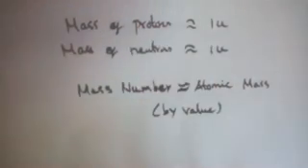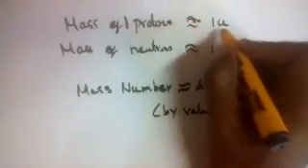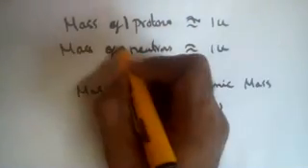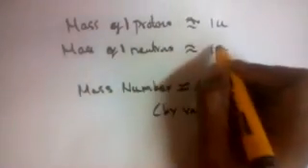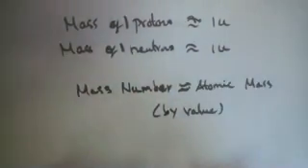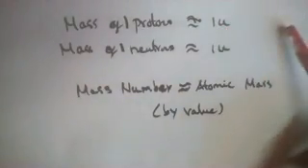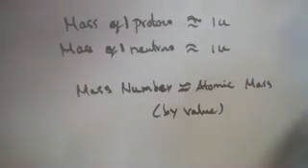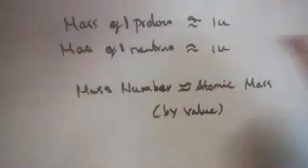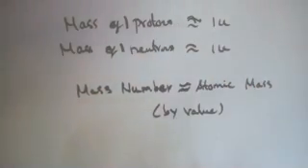Because the mass of one proton is approximately equal to 1 U. Similarly, the mass of one neutron is also approximately equal to 1 U. Therefore, if there are 16 protons and neutrons, then they will constitute a mass of 16 U. That is why the mass number and atomic mass are the same by value.